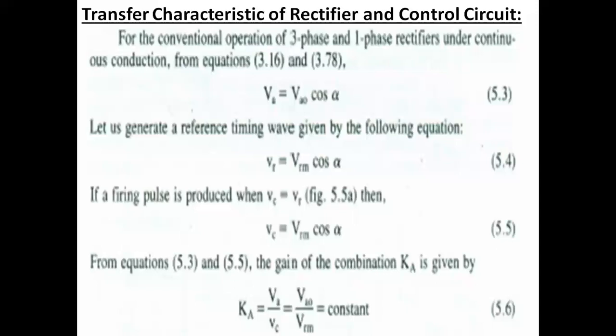See here, the mechanical time constant of the motor is much larger when compared to the delay time. Actually, we are taking the delay time as 2 to 10 milliseconds. The delay time is ignored and the firing angle will be changed instantaneously, continuously. So with this approximation, the rectifier can be modeled simply as a gain element.